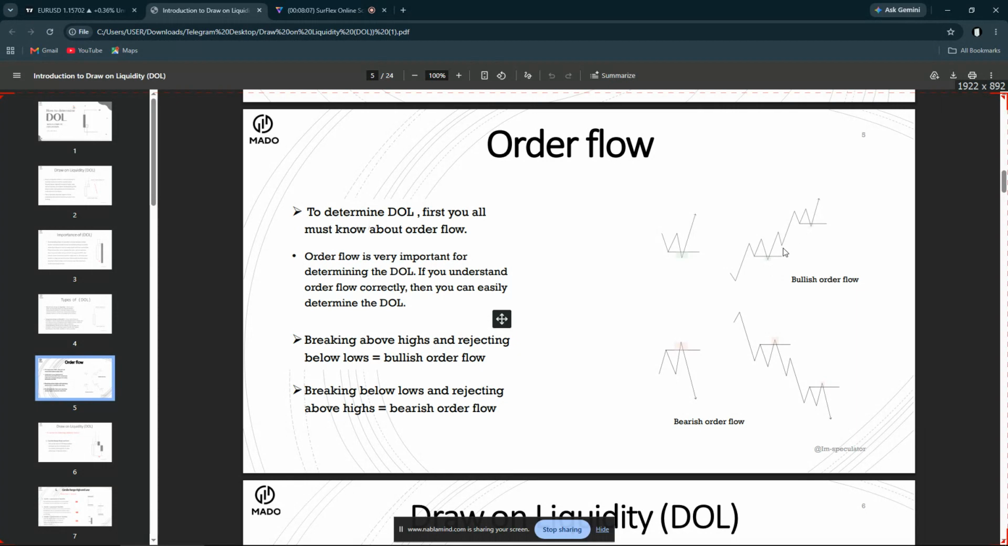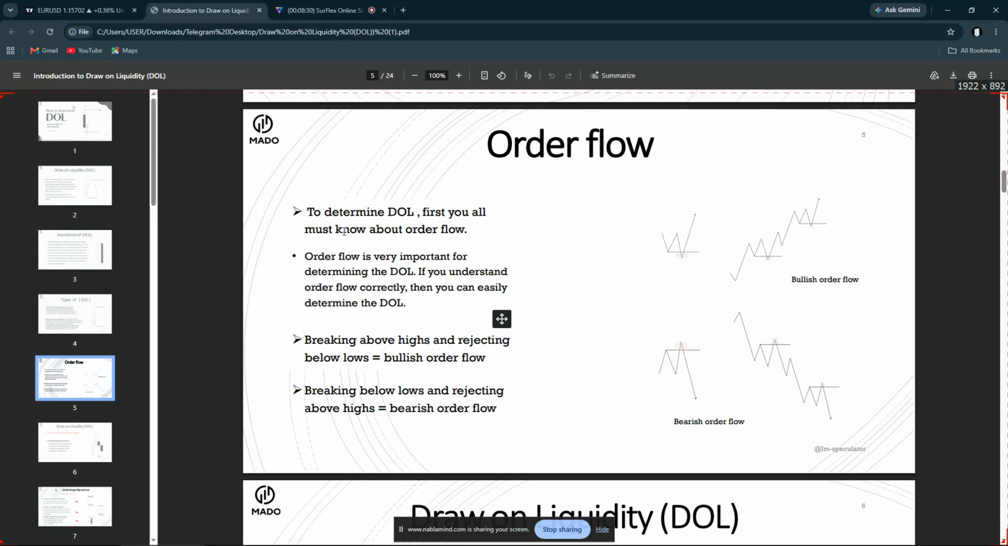So we are expecting an order flow to give us rejection below lows and a break above highs if we are bullish. And also if we are bearish, we are expecting price to reject above highs and break below lows, giving us a break of structure pattern. This is how to determine the bearish order flow.